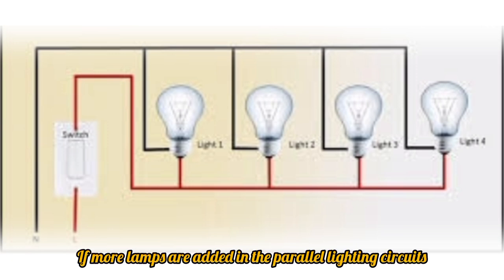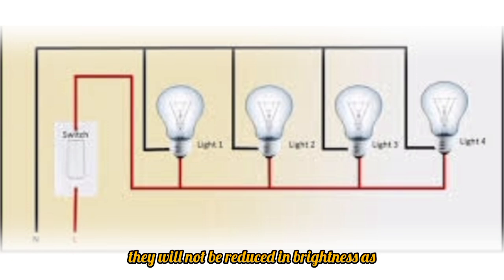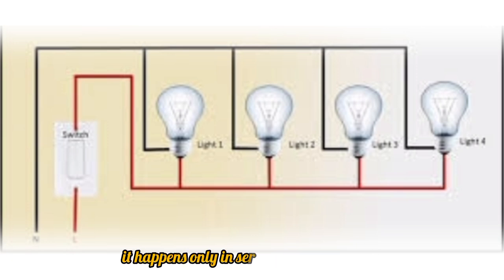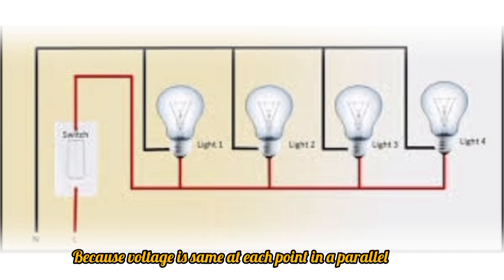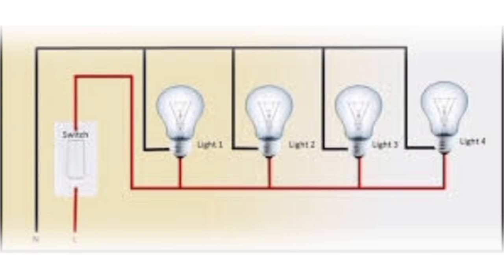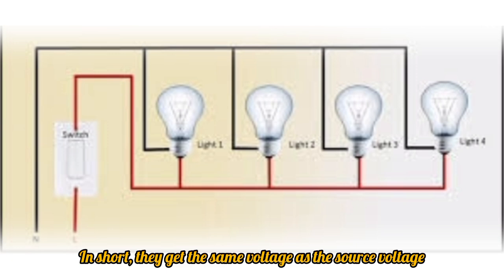If more lamps are added in a parallel lighting circuit, they will not be reduced in brightness, as happens only in series lighting circuits, because voltage is the same at each point in a parallel circuit. In short, they get the same voltage as the source voltage.